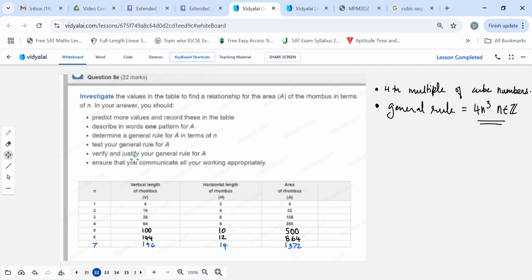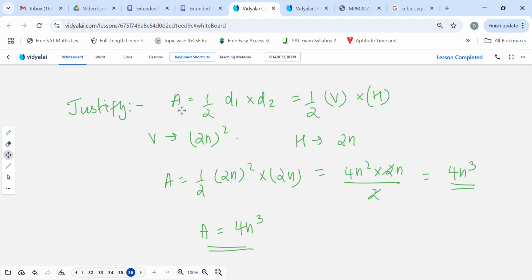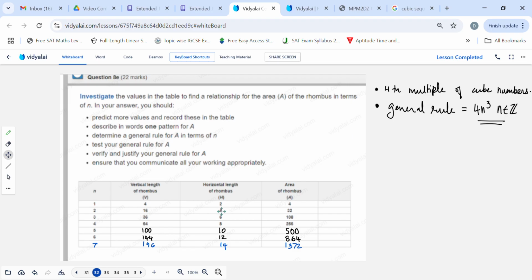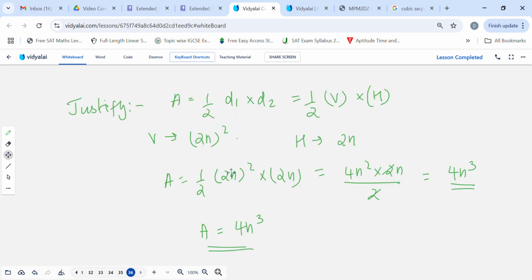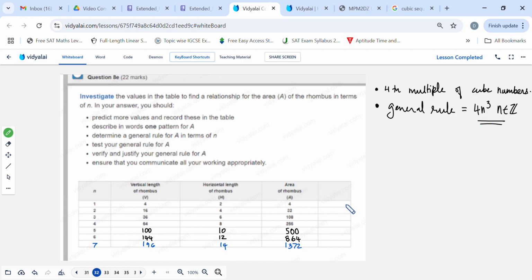Now we have to finally justify the general rule. To justify the general rule, we already know that the area of a rhombus is half into the product of the diagonals, which is the same as half into the vertical height into the horizontal height. And we know the pattern for V is 2n square and the pattern for H is 2n, because H is all even numbers. We know that the pattern for even numbers is 2 times n, 2n. And for V, we have already found the pattern as 2n the whole square. So A is half into 2n the whole square into 2n, which is 4n square into 2n by 2. The 2 will get cancelled, it's 4n cube. So we justify that the pattern which we found earlier and the general rule which we found here, 4n cube, are the same.